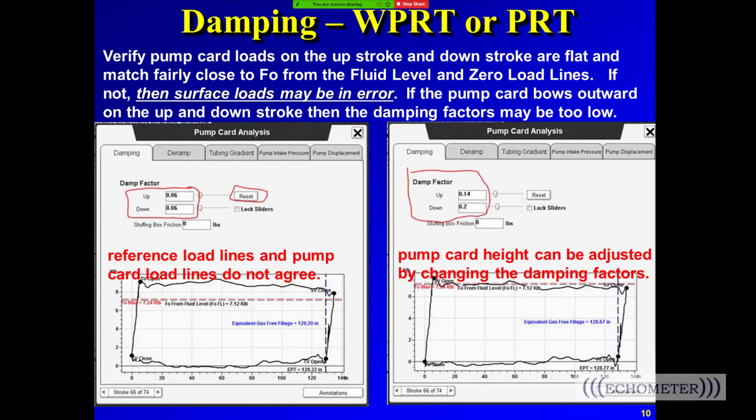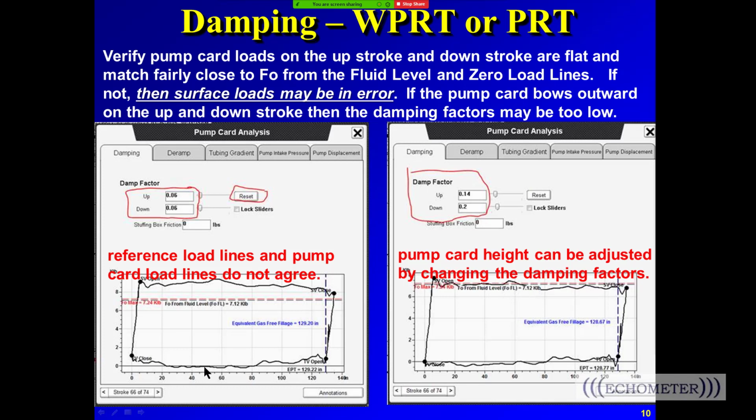Now, this is a pump card in the same well. Here you can see the pump card is concave outward on the upstroke and concave outward on the downstroke, and the damping factors here are much lower than the damping factors over here. The pump card load here is flat on the upstroke and flat on the downstroke. So you'd say these damping factors are probably more accurate, because by looking at the pump card, it appears to be the correct shape.